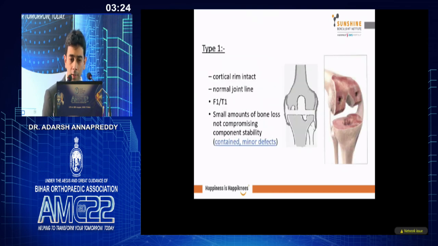So type 1, if you can see, the cortical rim is intact. This is important. The cortical rim is intact, so it's a contained defect. And F1, T1, depending on if it's a femur or the tibia. Small amounts of bone loss, not compromising the component stability. So it's a contained minor defect.